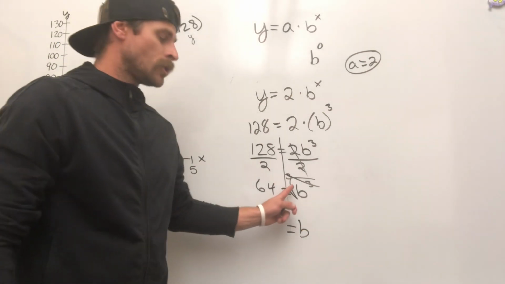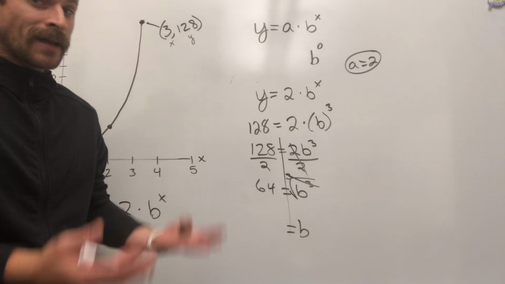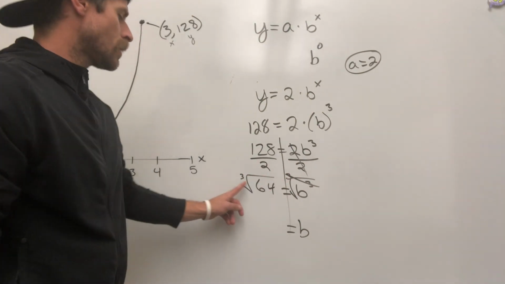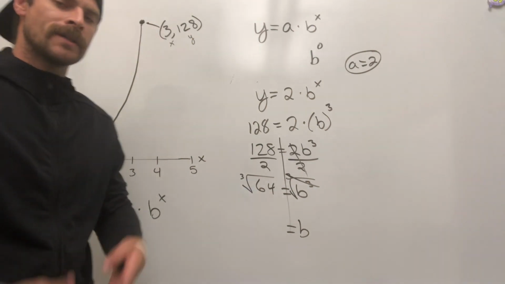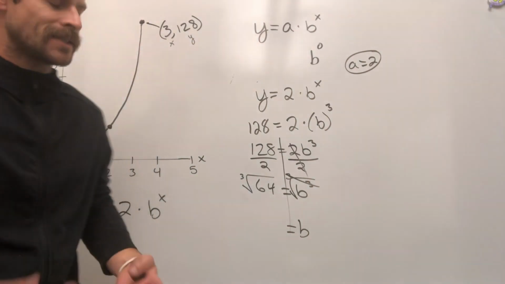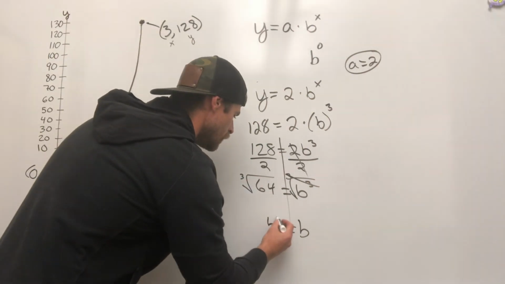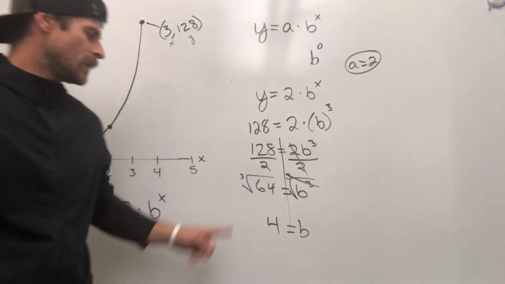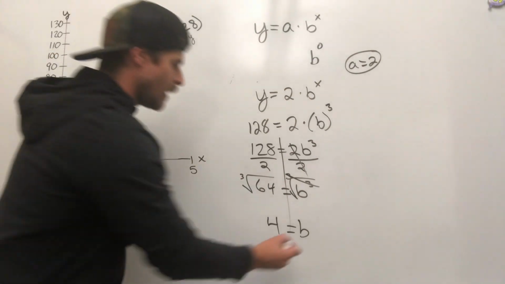But if you're going to cube root the right side, to keep things balanced and even, we've got to cube root the left side. So the cube root of 64, which would be what number times itself 3 times makes 64, that value would be 4. 4 times 4 makes 16, and then 16 times 4 gives us 64. So now we know what b is.